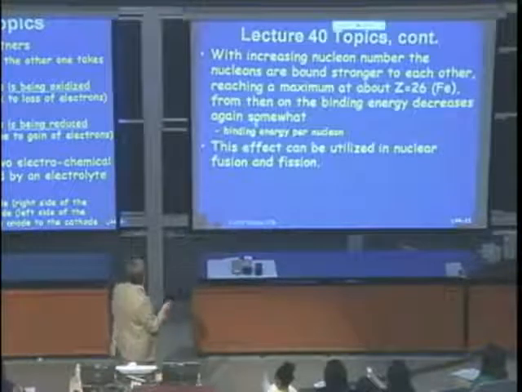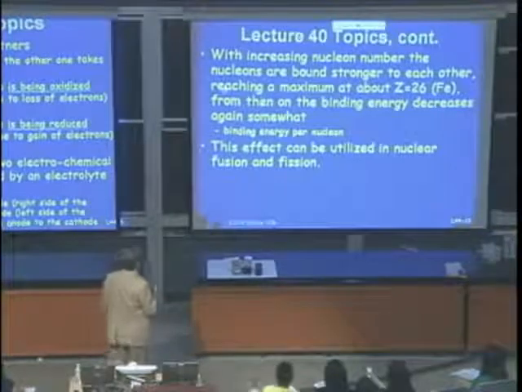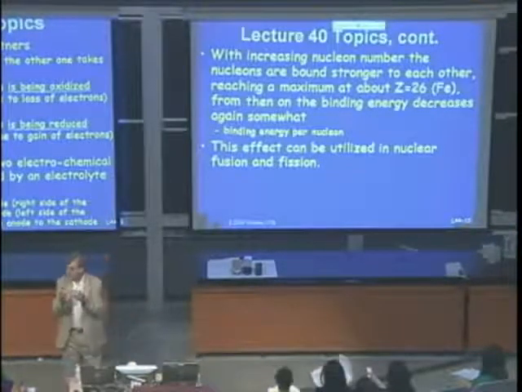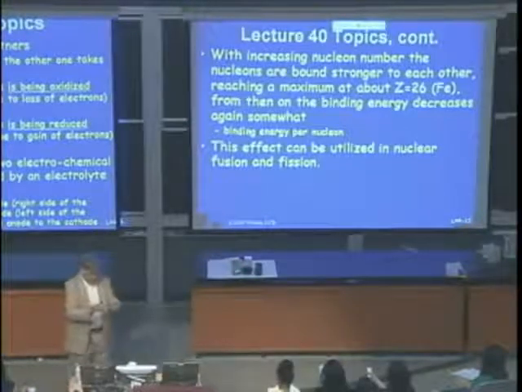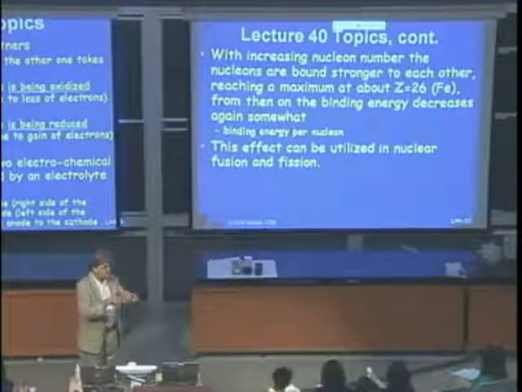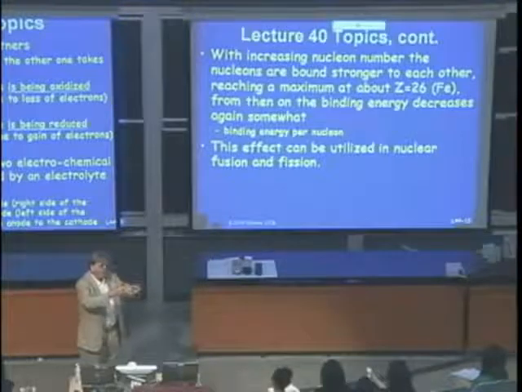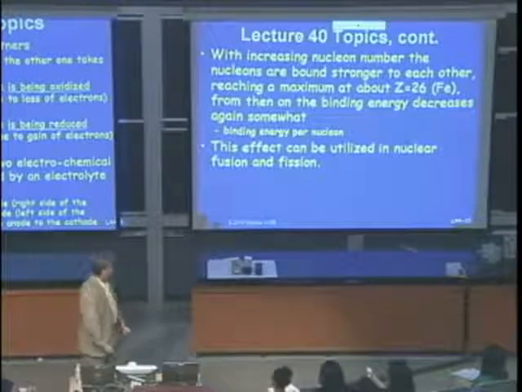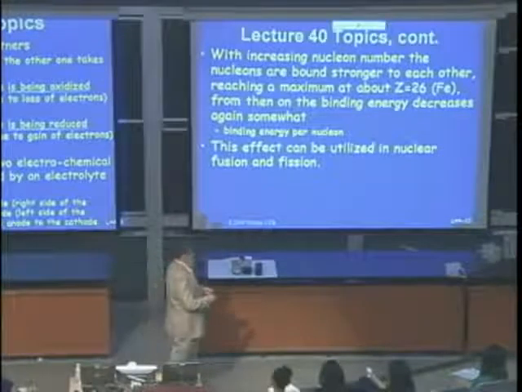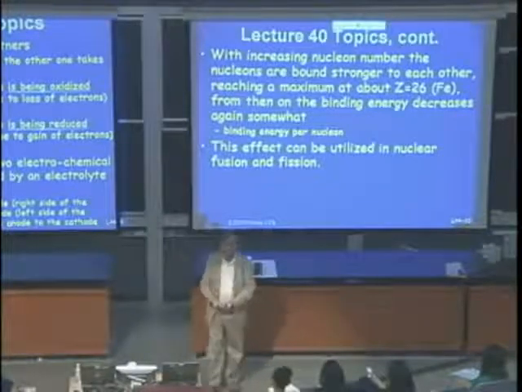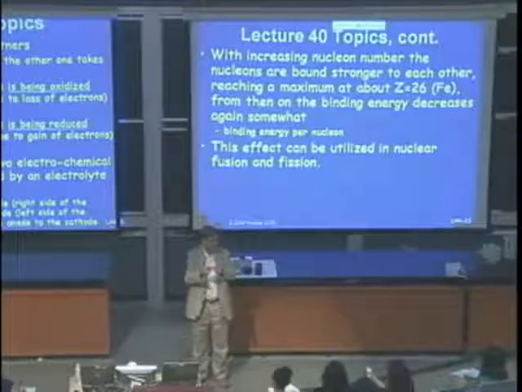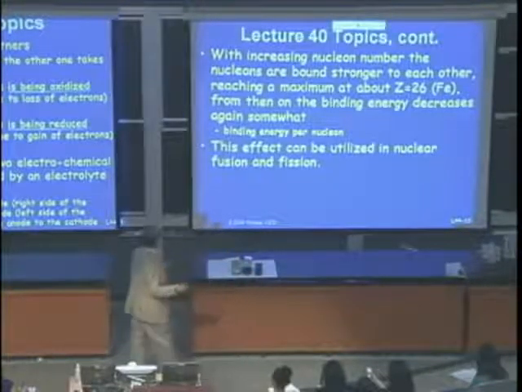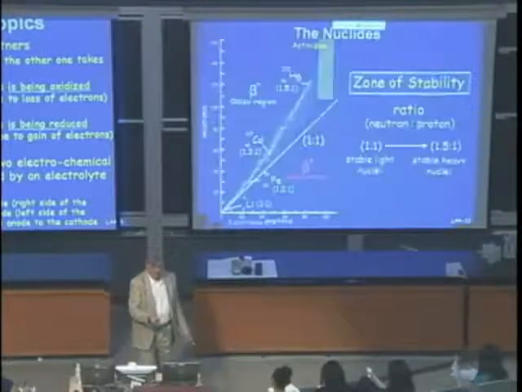So let's see. By increasing nucleon number, the nucleons, the particles in the nucleus, the protons and the neutrons, are bound stronger. If I have more nucleons, they are bound stronger, and if they're in the right ratio, they're bound very, very strong. So if you make something heavier from lighter nuclides, they bind stronger, so they release energy, and I will show you all this right now. And you can use this effect in nuclear energy.